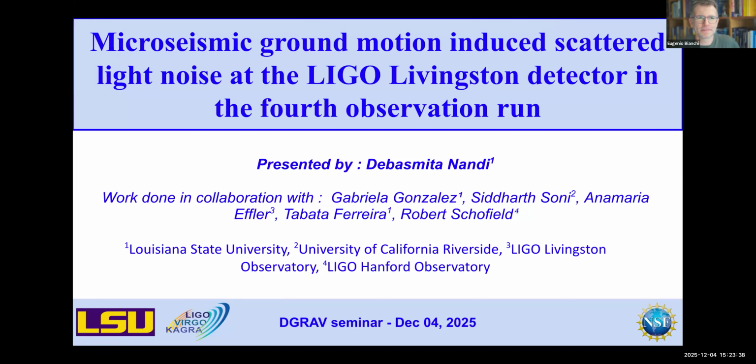Okay. So as Gabby mentioned, I am going to talk about this particular population of glitches which is caused by scattered light, and especially at the LIGO Livingston detector in O4. We had seen glitches caused by scattered light in the third observation run as well, and the sources of those glitches were found and mitigated. But this is some other source that is creating the noise in the fourth observation run.